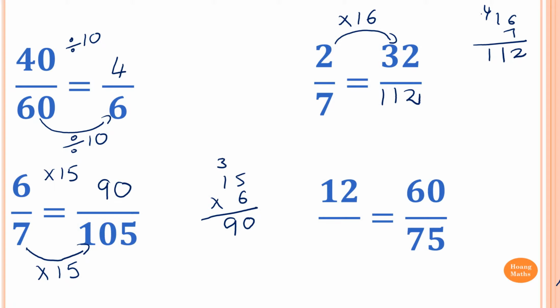12 over something is equal to 60 over 75. So first of all, from 12 to 60 we times by 5, because 5 times 12 is 60. But because we have 75 here, we come backward. So therefore, from 60 going to 12 we divide this by 5. So therefore, 75 divided by 5 as well. So 5 goes into 7 once, remainder 2. 5 goes into 25 is 5. So 12 over 15 is equal to 60 over 75.